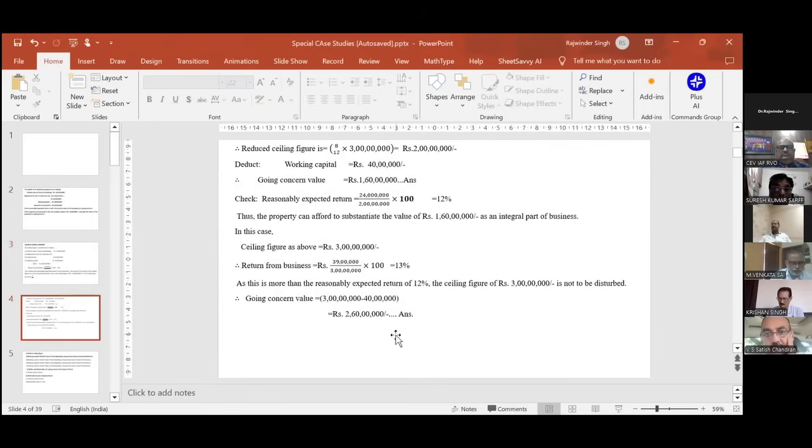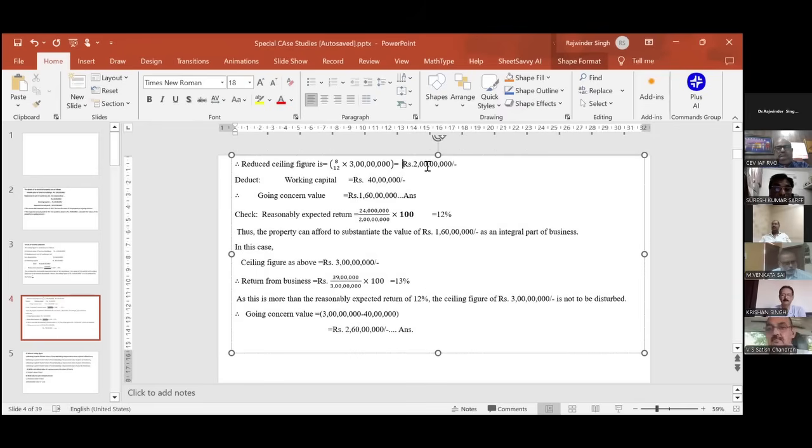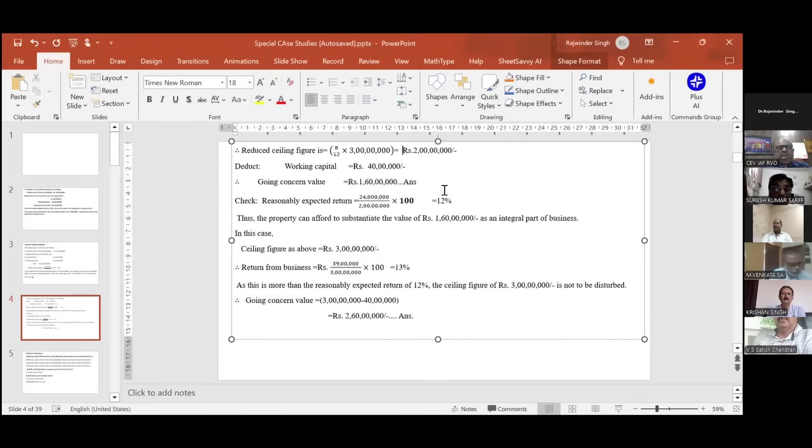Reduced ceiling figure will be 8 by 12 multiplied by 3 crore. So instead of 3 crore as the value of all the assets, we will consider it to be equal to 2 crore, by multiplying 3 crore with a factor, that is 8 by 12. That is called the ceiling figure. So now the reduced ceiling figure, instead of 3 crore, will be 2 crore.